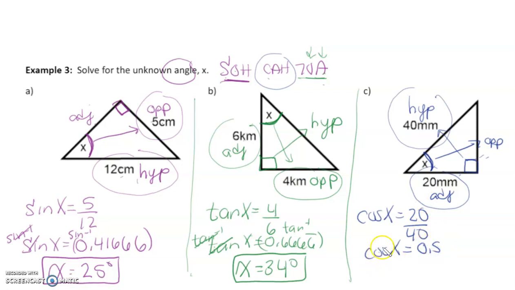Now, how do we get the cos off of the x? We cos inverse. So we cos inverse both sides. What we do to the left-hand side, we do to the right-hand side. And if you put this into your calculator, you should get x equals 60.